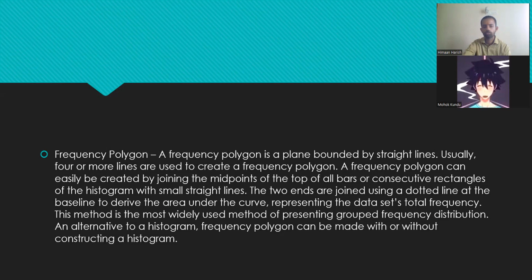The two ends are joined using a dotted line at the baseline to derive the area under the curve, representing the data set's total frequency. This method is the most widely used method of presenting group frequency distribution. An alternative to a histogram, a frequency polygon can be made with or without constructing a histogram.